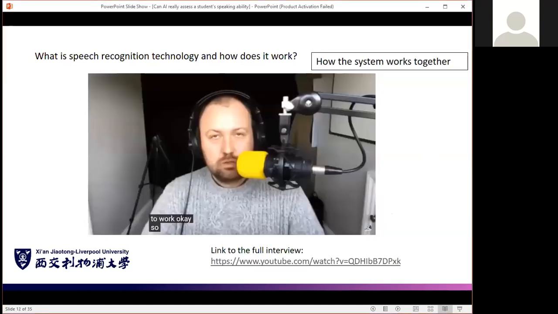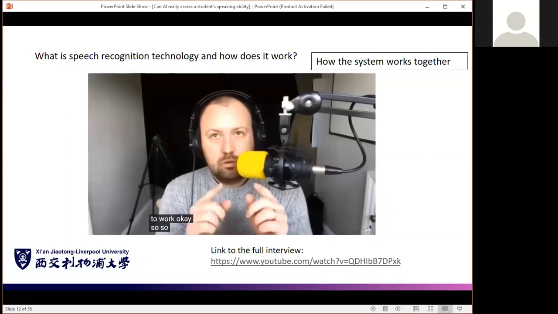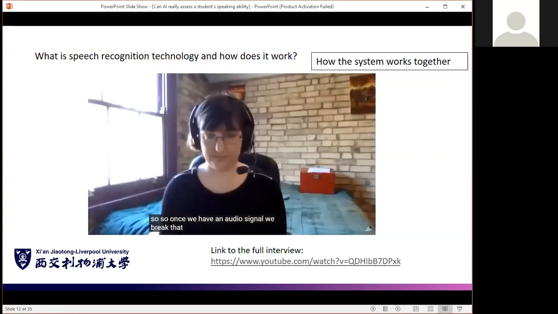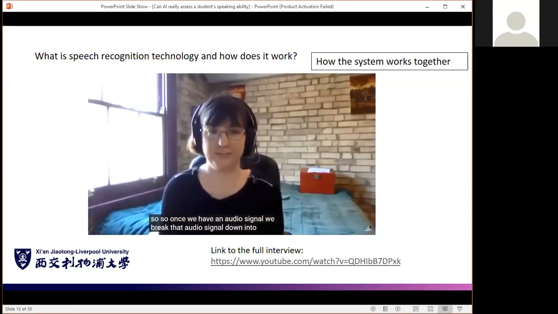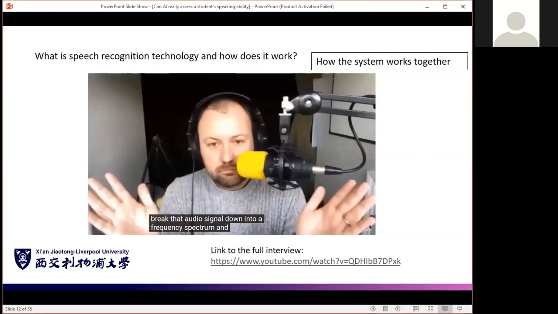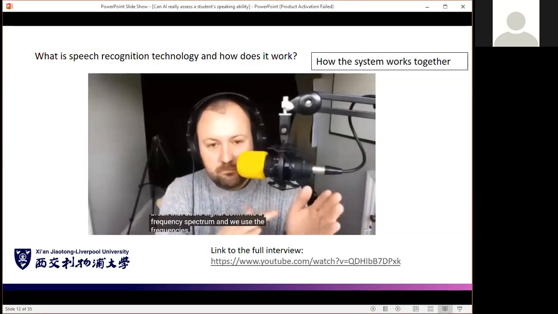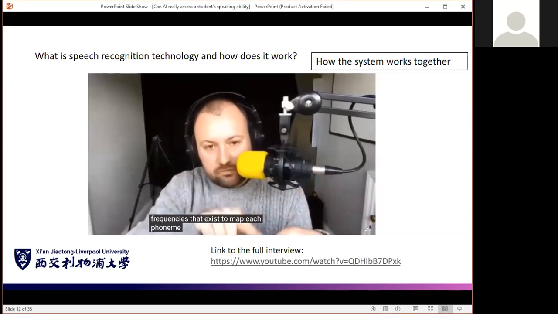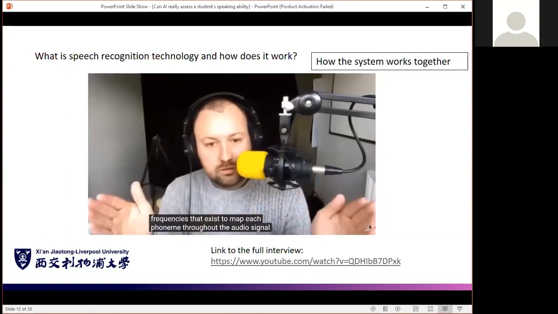Okay. So once we have an audio signal, we break that audio signal down into a frequency spectrum, and we use the frequencies that exist to map each phoneme throughout the audio signal.